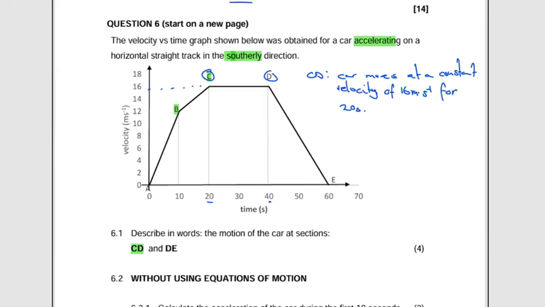Then I'm asked in terms of what? DE, right? So D to E, I'm going to say DE there. So what happens there in terms of DE is that the velocity of the car decreases.